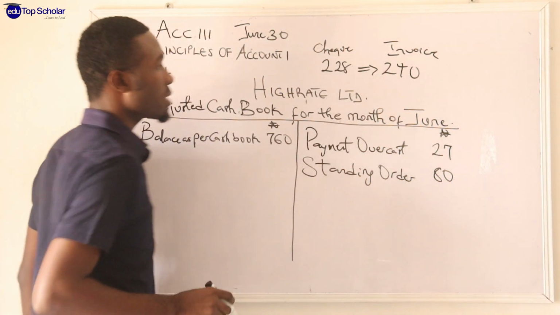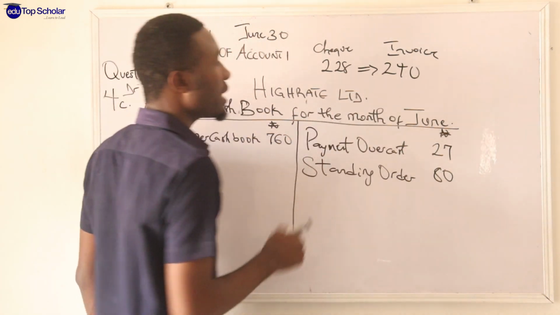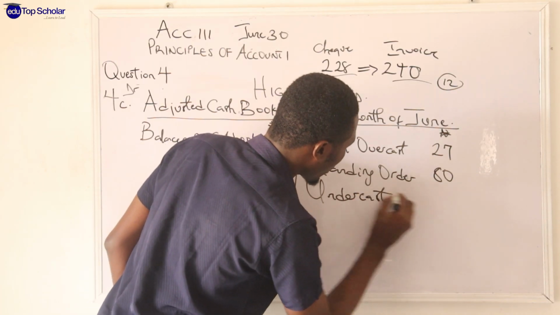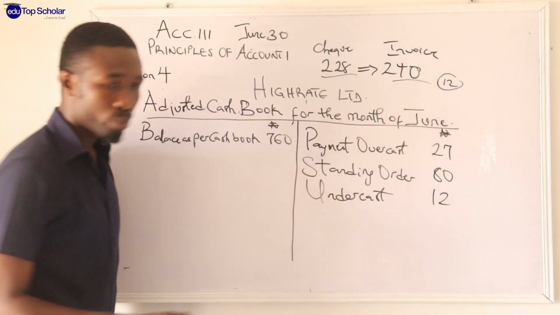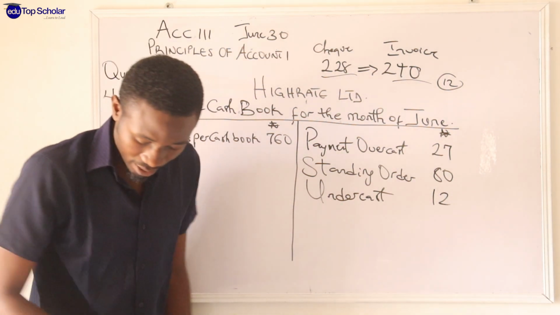So it means it was supposed to pay 240 naira. So what could have been responsible for this? And they didn't tell us. It means probably it was given a discount of 12 naira. We are going to write it as an undercast of 12 naira in our books. We are going to expense it, so 12 naira in our books.